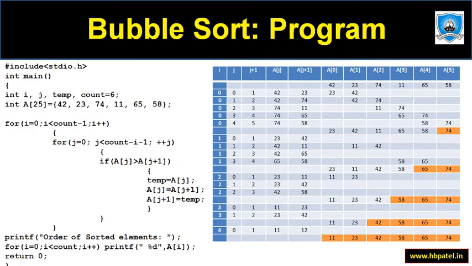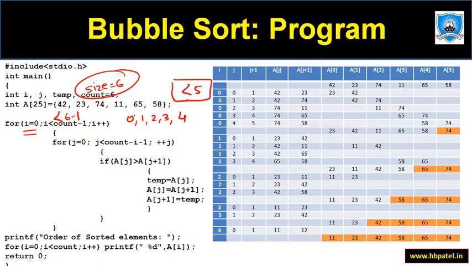We do have one program. How are we going to write the program? So count is nothing but my size, equal to 6. We are starting i from 0 and going all the way up to size minus 1, so 6 minus 1, so less than 5. That means up to 4: 0, 1, 2, 3, 4. So this will be the value of i.